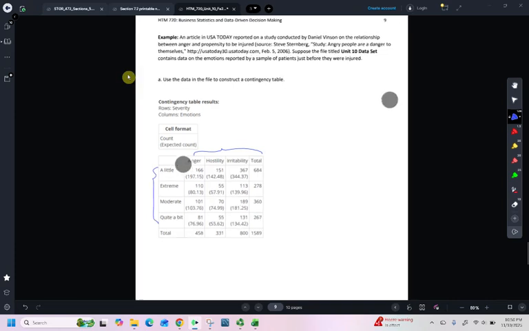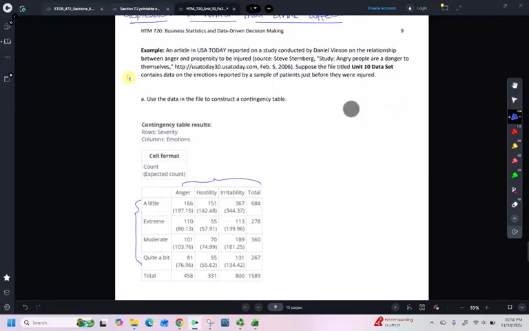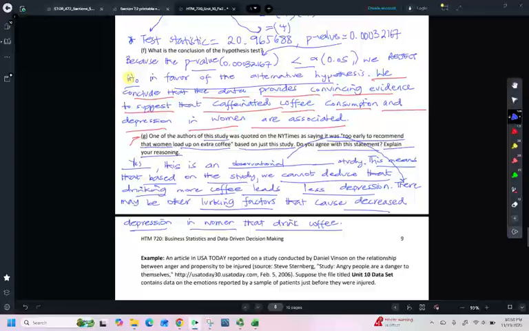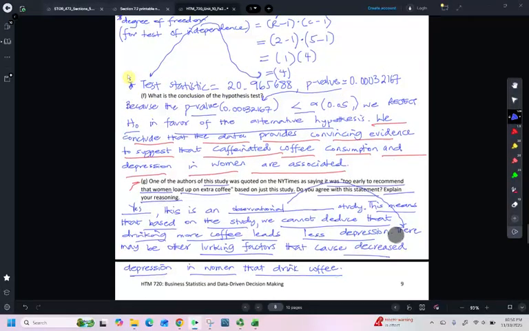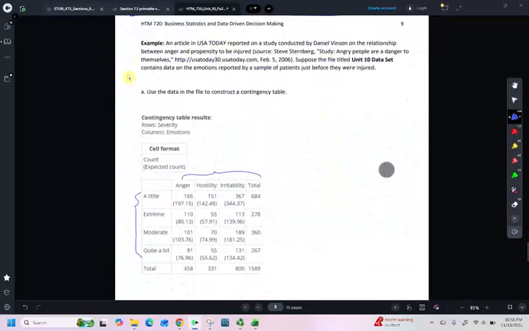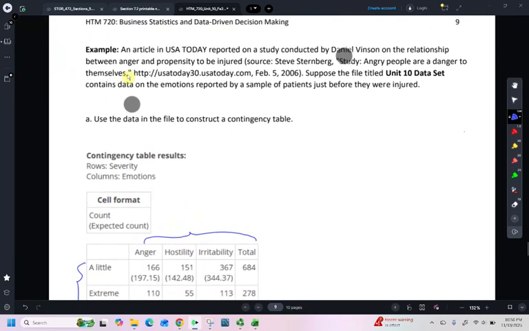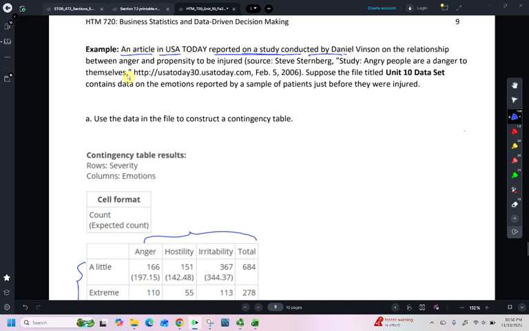In the last video, we looked at an example of how to conduct a chi-square test of independence. In this example, we're going to take an instance where we have raw data collected on two categorical variables. The context of the data is centered around an article in the USA Today, which reported on a study conducted by Daniel Vinson on the relationship between anger and propensity to be injured.